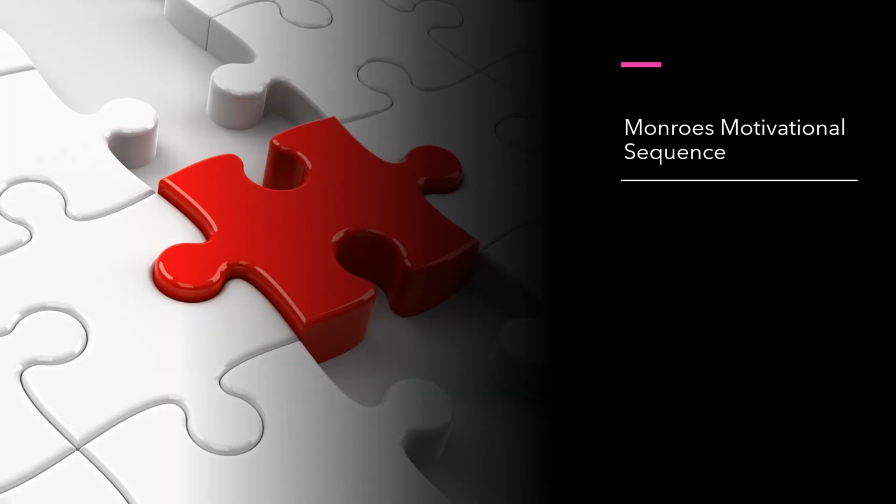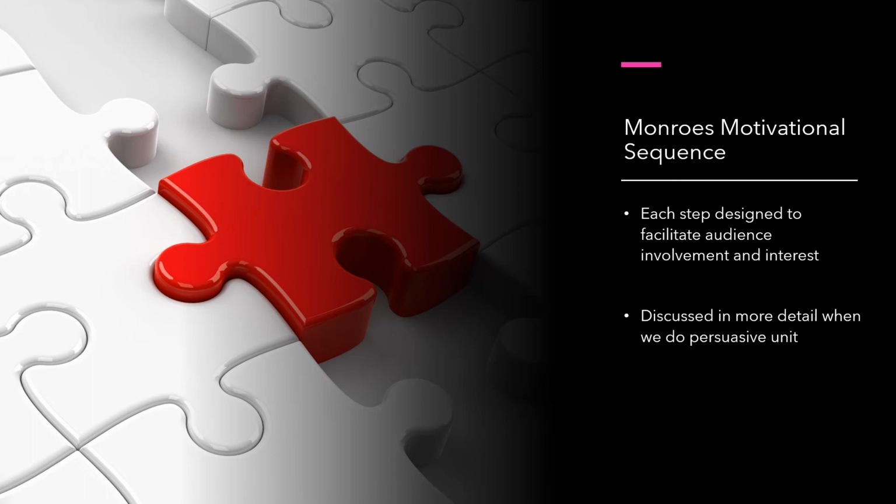Next up, we have Monroe's motivational sequence. In this pattern, each step is designed to facilitate audience involvement and interest. Now, this topic and pattern is discussed in more detail when we do the persuasive unit. It is a 5-step process which starts with attention, where you relate the topic to the audience to gain their attention. You present a need to show that there is information the audience needs to know.